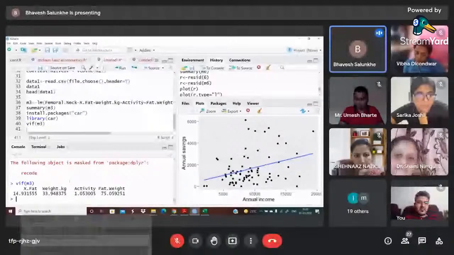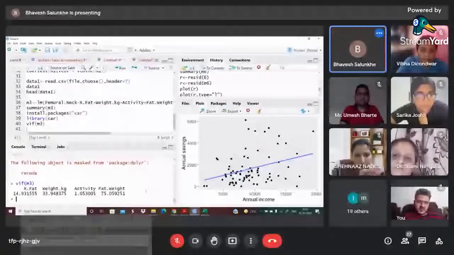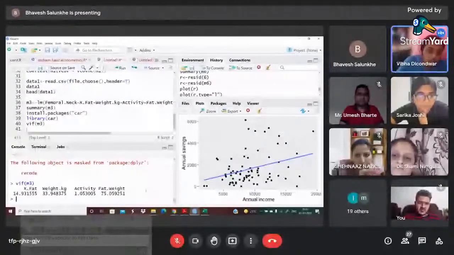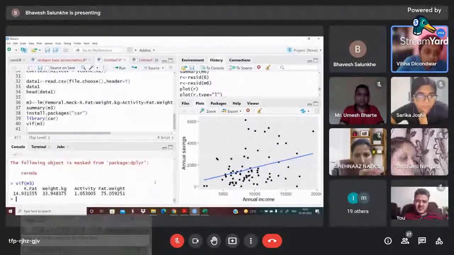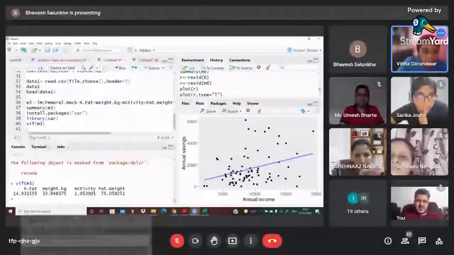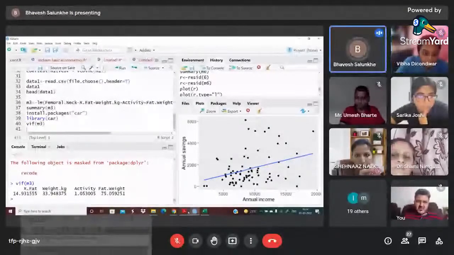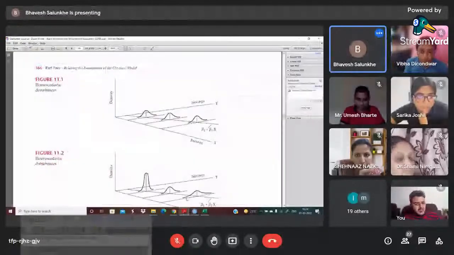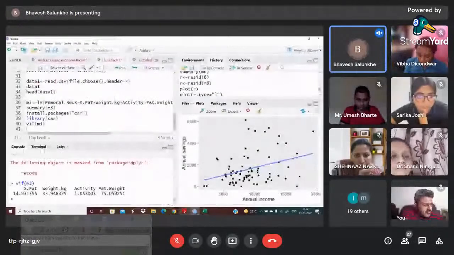Sir, just one question. This VIF command: this x fat, weight, kg, activity, what are these numbers giving us? These numbers are giving you the values of R square, since we have multiple variables.